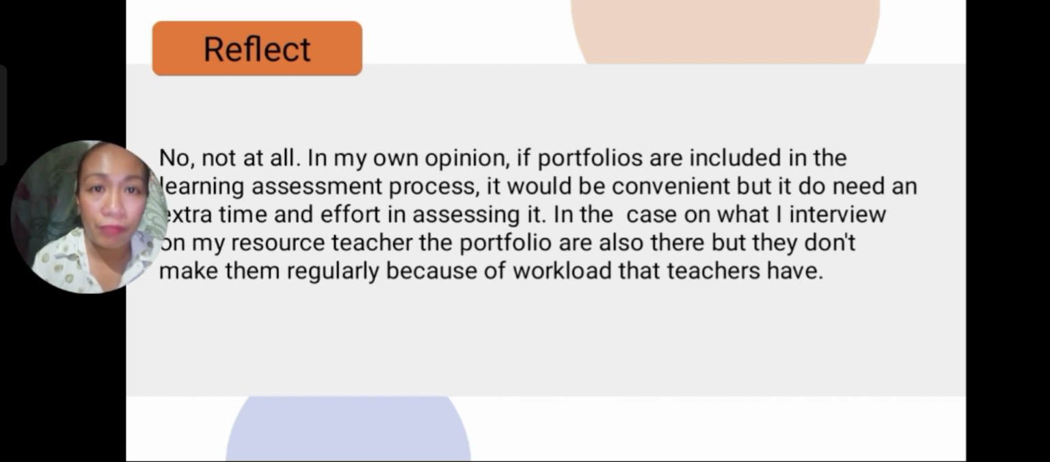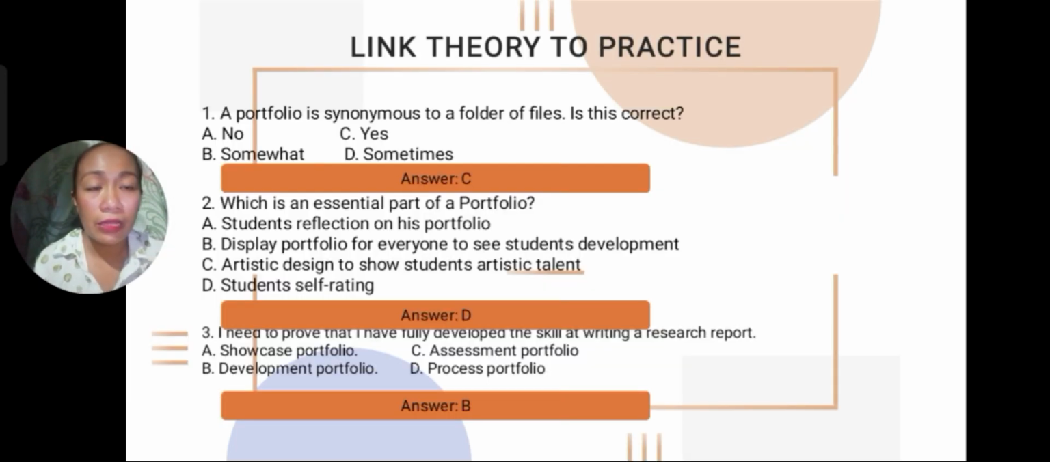So here are my answers. No, not at all. In my opinion, if portfolios are included in a learning assessment process, it would be convenient, but it does need extra time and effort in assessing it. In the case of what I interviewed on my research teacher, the portfolios are also there, but they don't make them regularly because of the workload the teachers have. So we have the link theory to practice.